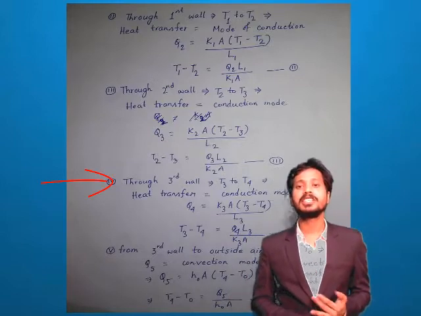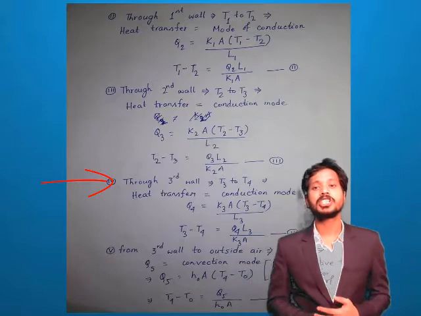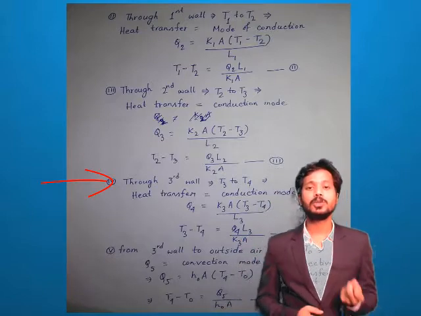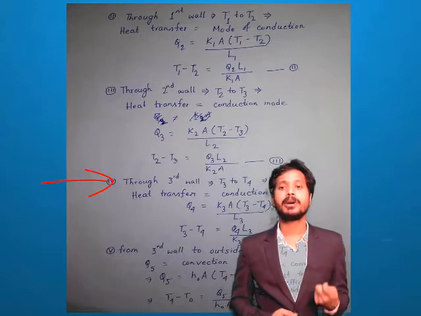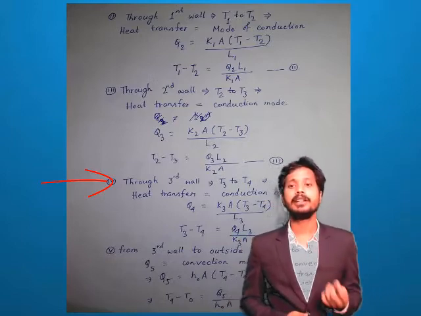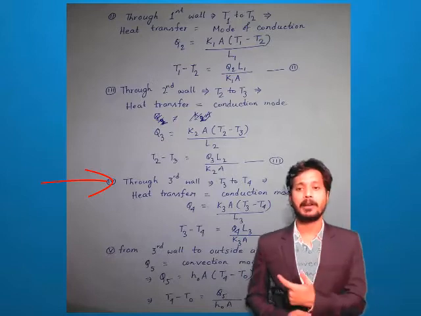So from T3 to T4, the heat transfer is conduction mode. So Q4 will be how much? K3 into A, T3 minus T4 by L3. So T3 minus T4 will become Q4 into L3 by K3 into A.